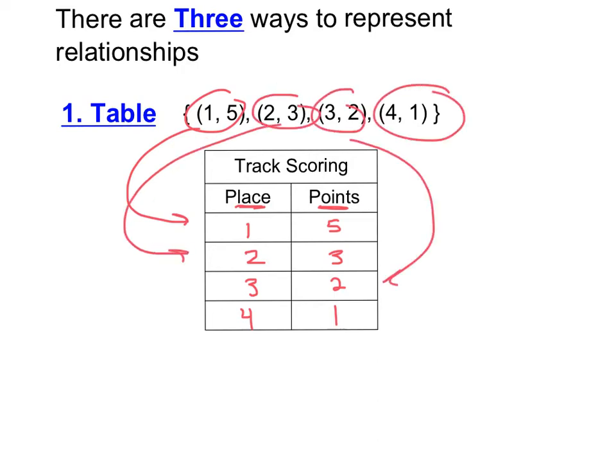And so it's just a way that we can represent ordered pairs, and we know that we can represent ordered pairs with a table. So as long as we're staying consistent, so all the place values are in one column, and then all the point totals are in another column. It's just one way that we can represent some kind of relationship. And if you notice, we always have a title to this relationship. So this is track scoring, and then we have place and points.